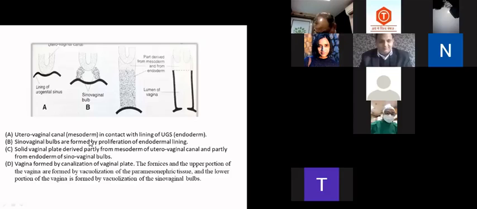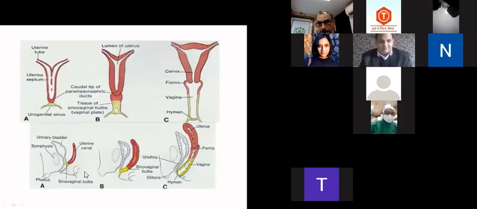that is the endoderm. Uterovaginal canal, mesoderm, in contact with the lining of the urogenital sinus, sinovaginal bulbs are formed from proliferation of endodermal lining. Solid vaginal plate derived partly from mesoderm of uterovaginal canal and partly from endoderm of sinovaginal bulbs. Vagina formed by canalization of vaginal plate. The fornices and the upper portion of the vagina are formed by vacuolization of the paramesonephric tissue, and the lower portion of the vagina is formed by vacuolization of the sinovaginal bulbs. Same thing is being shown in this diagram.